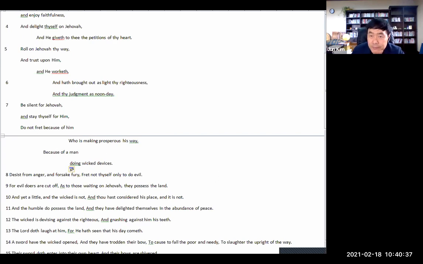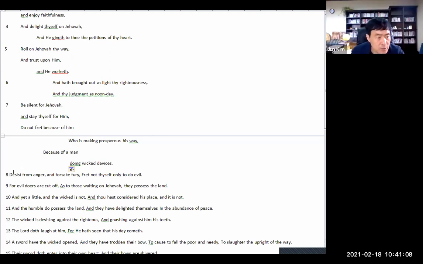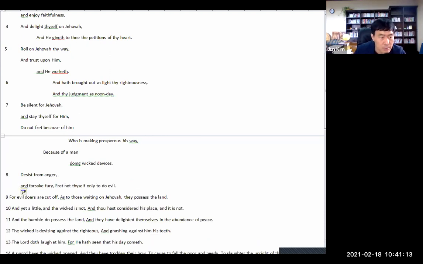What about verse 8 then? How are we going to do it? Is this "cease from anger" first level or second level? First. Yes, first. You're right. Okay, let's do this. This one says first and same.